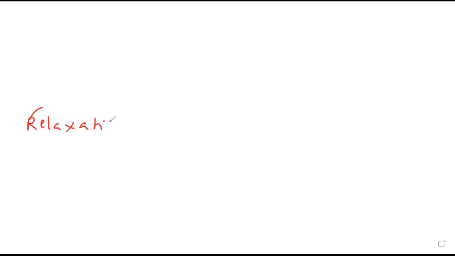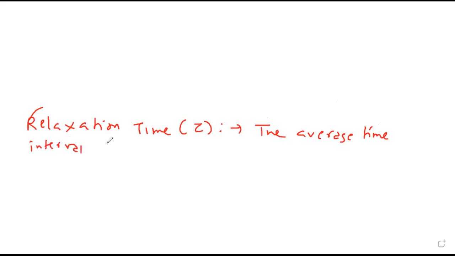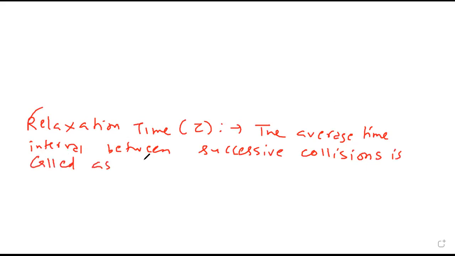Relaxation time. It is denoted by tau. The average time interval between successive collisions is called as relaxation time.